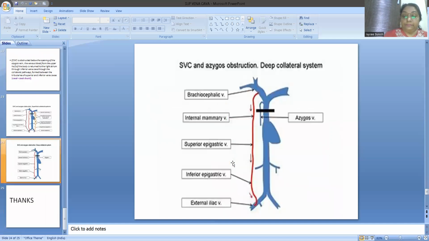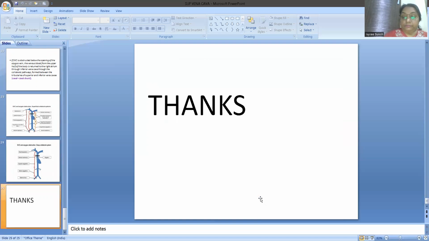So this is the caval shunt that develops between the superior vena cava and the inferior vena cava. This is all about the anatomy of the superior vena cava.